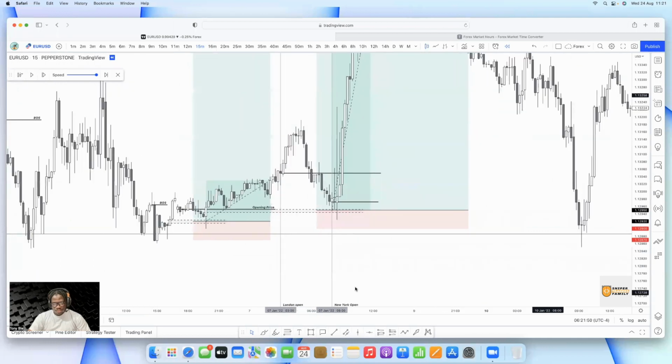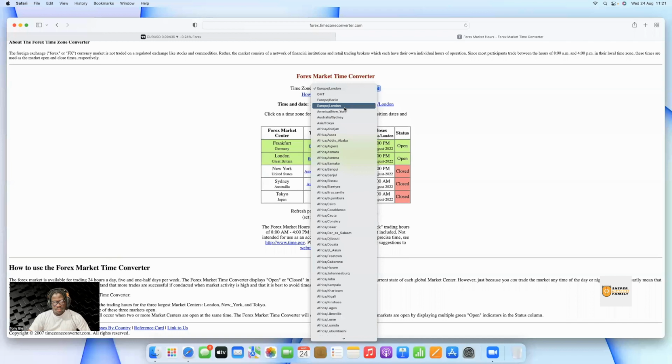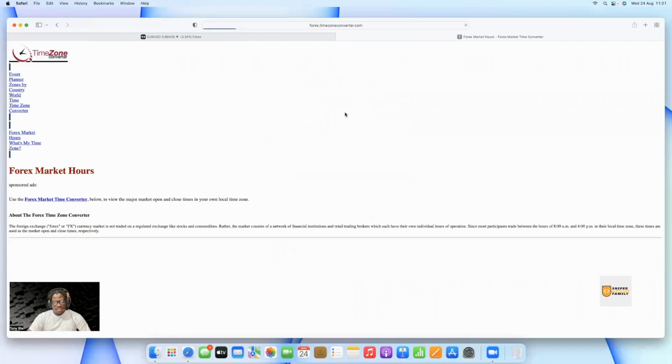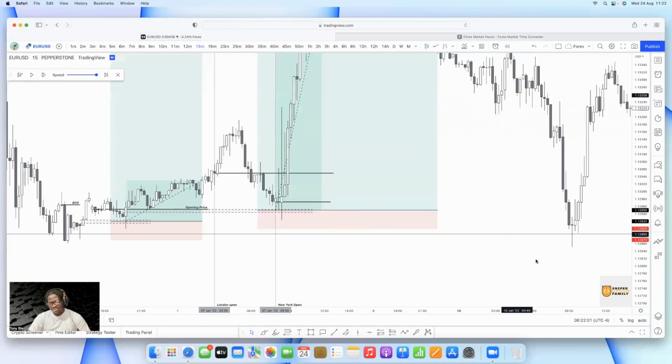Now, London open for New York is going to be 3 a.m. You come here and then you just choose America, New York. Okay, boom. And then you have it here, London, 3 a.m. But then I just like to use the one with my time.